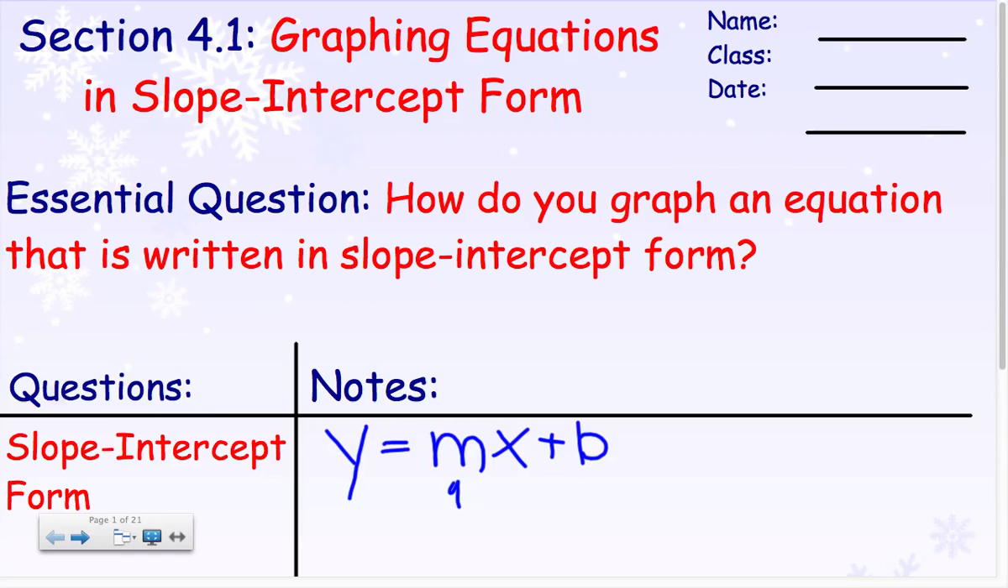M represents our slope, or our rise over run. B represents our y-intercept, or where the line crosses the y-axis.